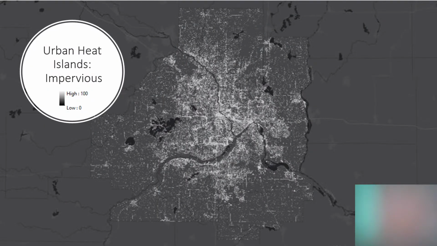This is a GIS map of urban heat islands in the 7-county metropolitan area of the Twin Cities. This impervious land is marked in white to show the high amounts of concrete or asphalt, while the darker areas show more permeable land.